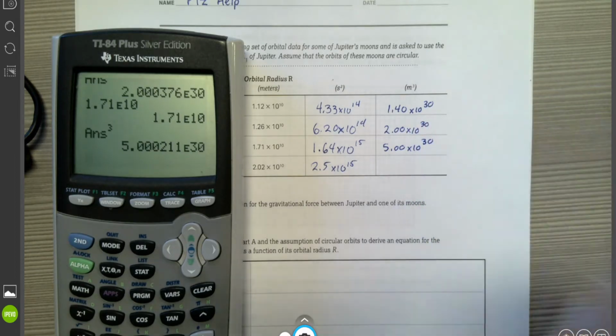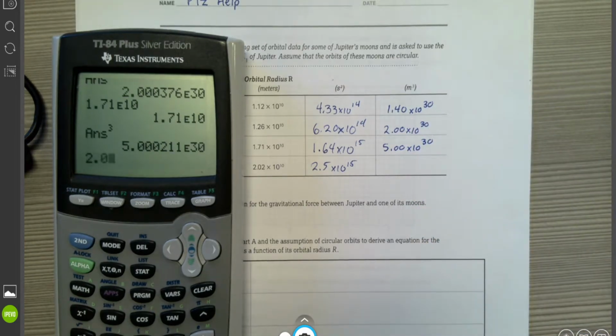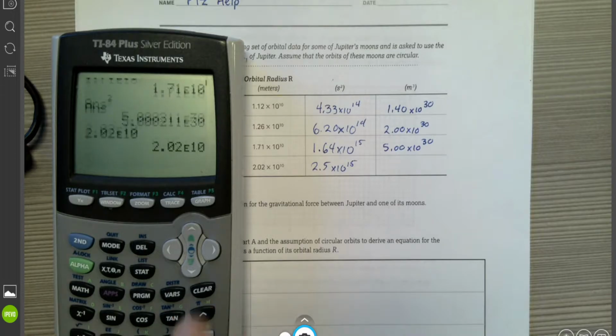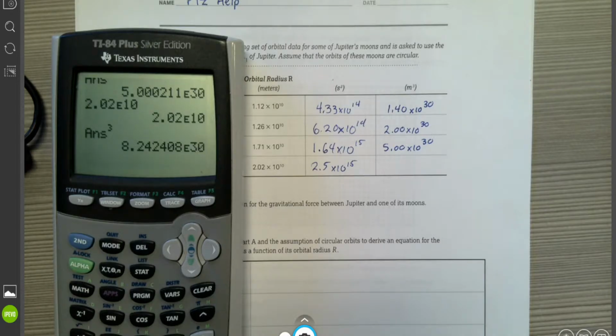And then last but not least, we're going to do 2.02 times 10 to the 10th power, and then caret 3. So that's going to raise it to the third power, and that gives you 8.24 times 10 to the 30th power.